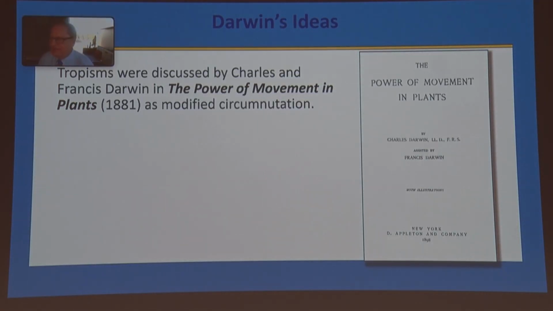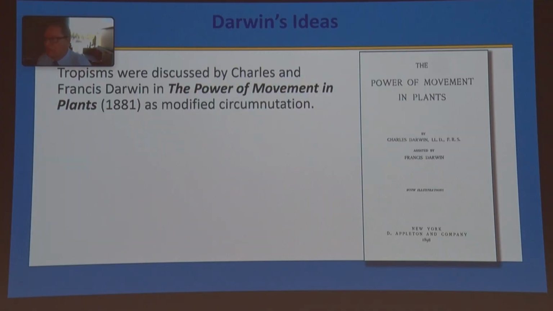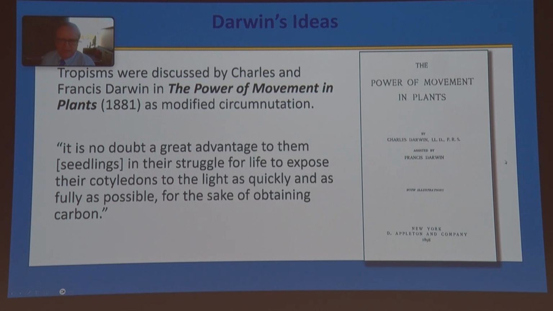As you can see, this topic is not really a new topic. It's been studied for many years. In fact, Charles Darwin and his son Francis wrote a book called The Power of Movement in Plants. It's an excellent book, one of his lesser known works. And he talked about tropisms as a modified circumnutation. But he pretty much described the need for phototropism, the importance.